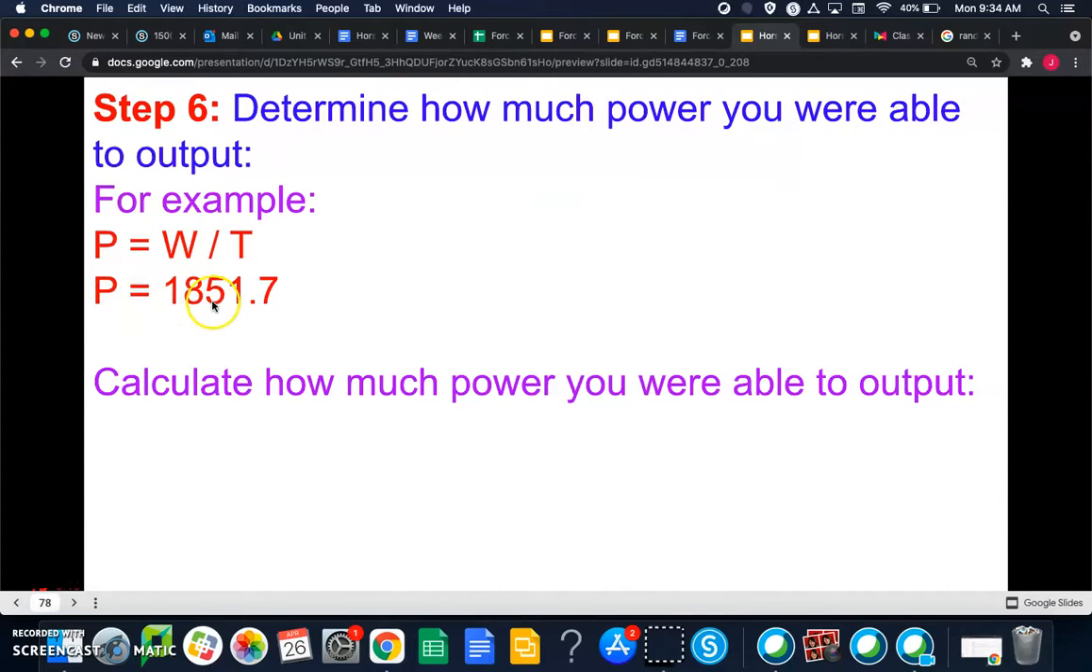And my work is 1851.7. That was my answer to step 5. So take your answer to step 5 and divide by your time. And that should come from the time that you recorded. So for me, it took me 4.48 seconds to climb up the stairs. I'm going to do 1851.7 divided by 4.48, and I should get 413.3 watts. We measure power in watts. It's abbreviated with a W. So you're going to do the same thing. Take your answer to step 5 and then divide by the time it took you to run up the stairs. And that's how much power you were able to output.